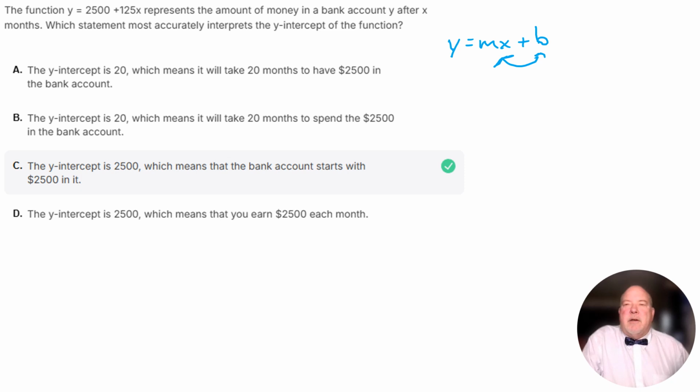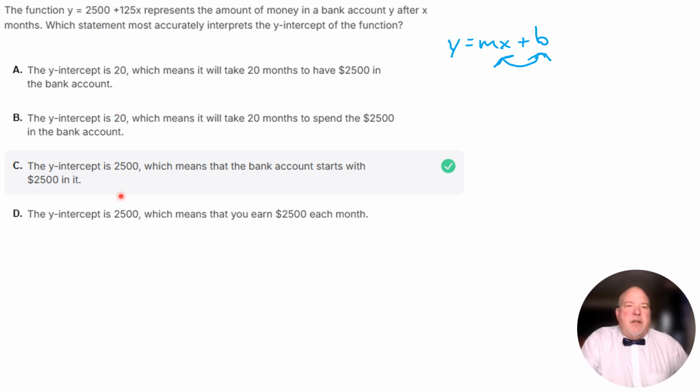Those are terrible arrows. So they just swapped these around, but the number with the x, so the coefficient of x, is m, which is the slope. They're asking us about the y-intercept. So that's talking about this number, which in this case is the 2,500. So the y-intercept is 2,500, and they want to know what does that mean.